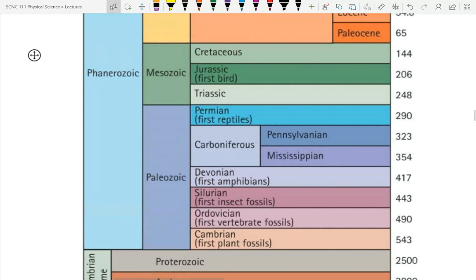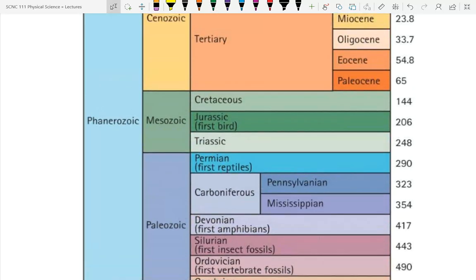Then we get to Phanerozoic. Phanerozoic is when we really have the life forms. We have Cambrian, first fossil plants. Ordovician, your first vertebrate fossils. The Silurian, your first insects. You can see there's reasons why these have the names. The Devonian has your first amphibians.